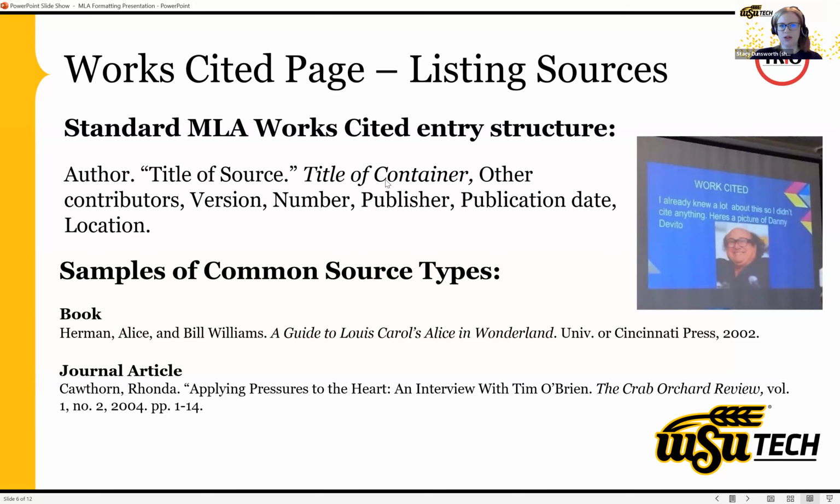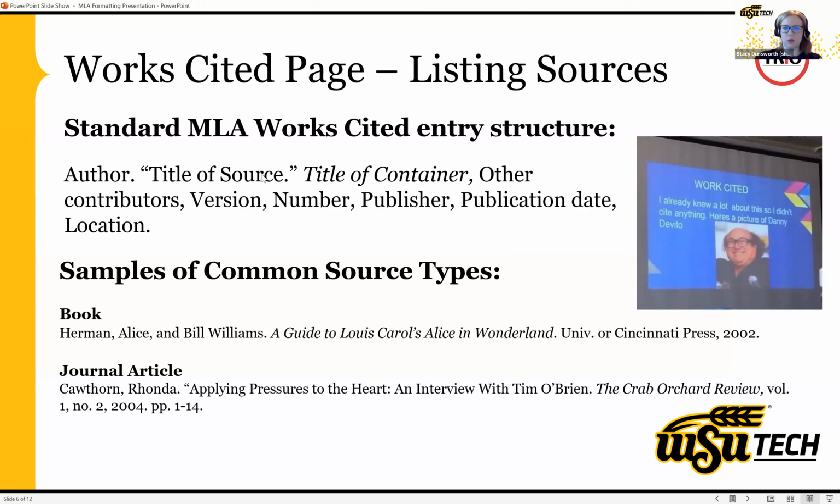So when you're creating your works cited page, this is the standard structure. Now, note that not everything listed on here will be available for every kind of source. Where you found it, all that good stuff. But basically the format of it is you list the author first, followed by a period.